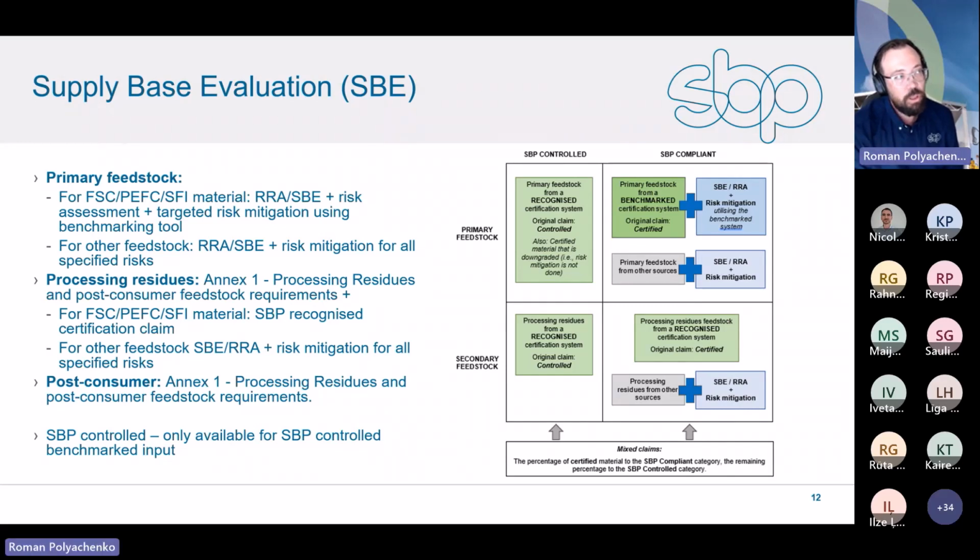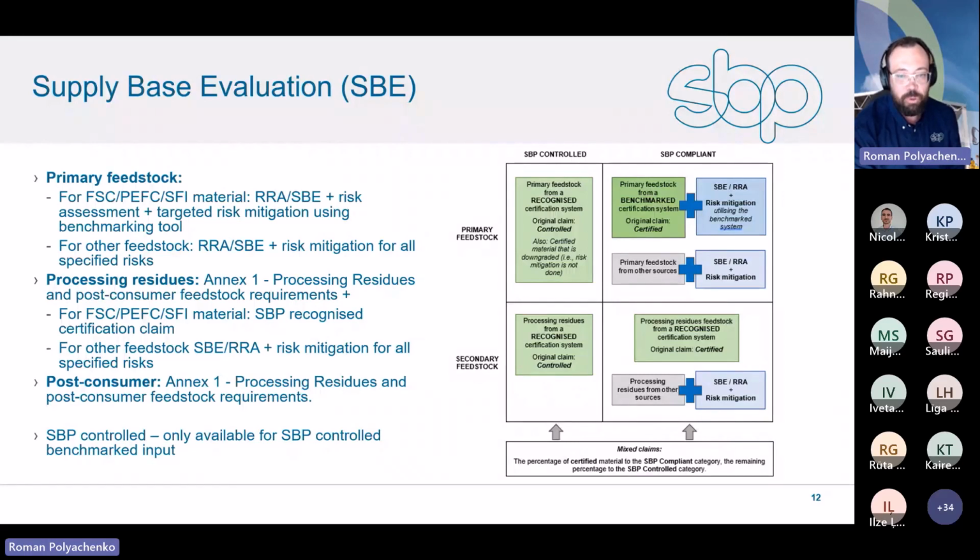So if your organization used to source only FSC or PFC processing residues feedstock, then I would argue that in these terms, in relation to Standard 2, nothing will really change. So you will be able to use those claims. You still need to, of course, demonstrate that this material belongs to the processing residues category, but then it can be transformed into SBP compliant material.